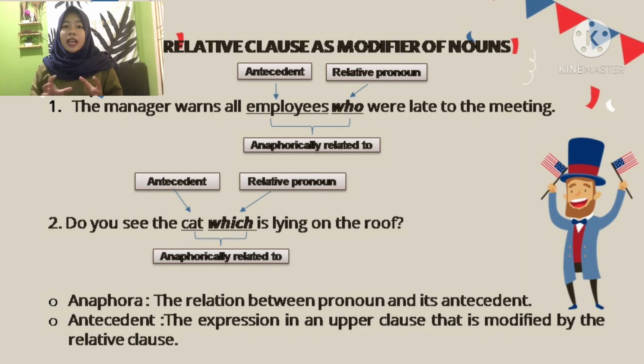And now, look at example number 2. Do you see the cat which is lying on the roof? Which is lying on the roof is a relative clause, which modifies cat. And cat in the sentence is the noun or antecedent. Meanwhile, we can say that which is anaphorically related to cat.